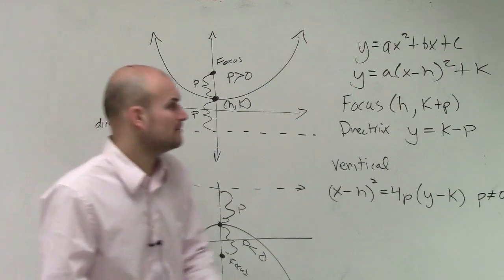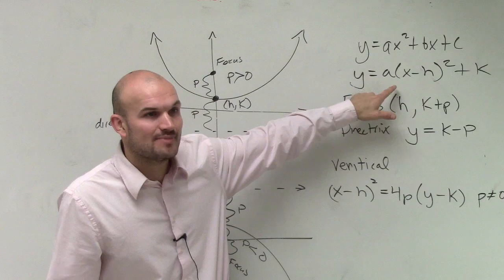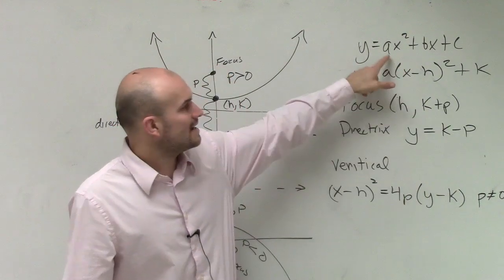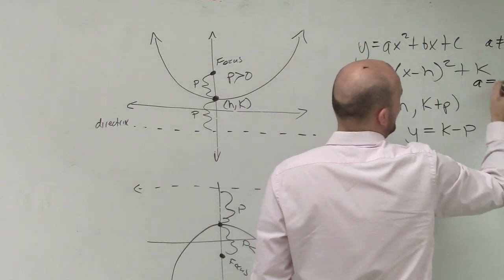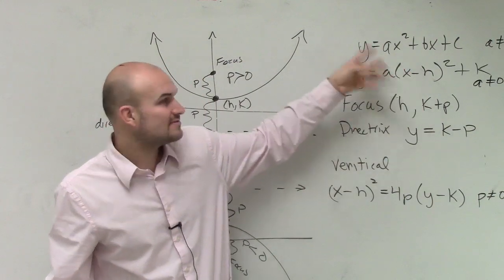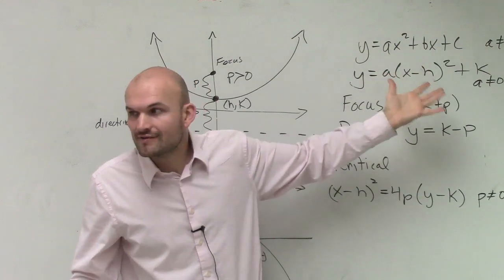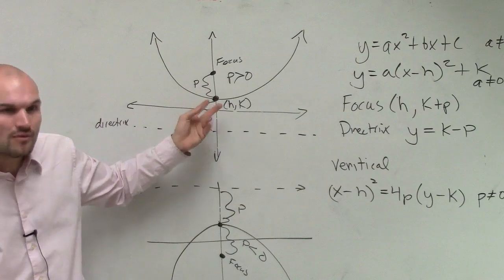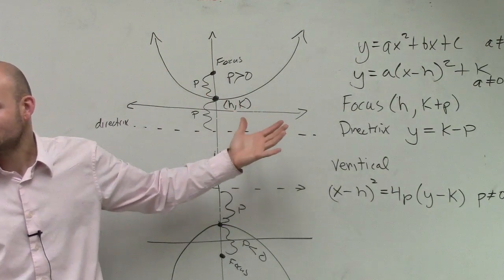So how does that relate to what we've learned before? What happens when your a is positive? It opens up. When a is negative, it opens down. We also say a cannot equal 0. Why can't a equal 0 in these equations? Because if a equals 0, then you don't have an x squared, and therefore you're not going to have a quadratic. If p equals 0, you don't even have a focus, and if you don't have a focus, you can't have a parabola.